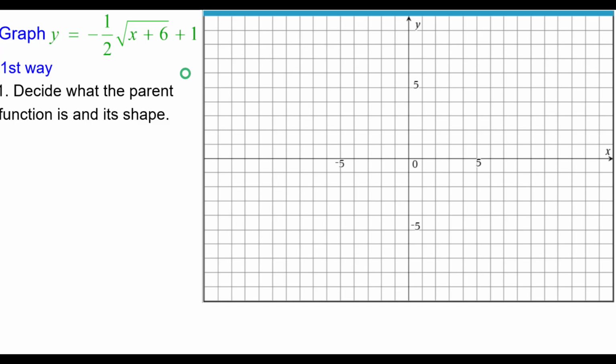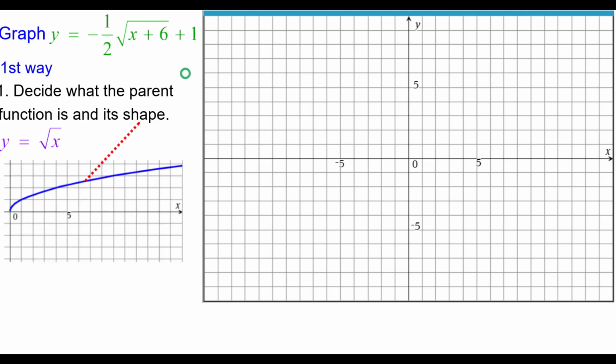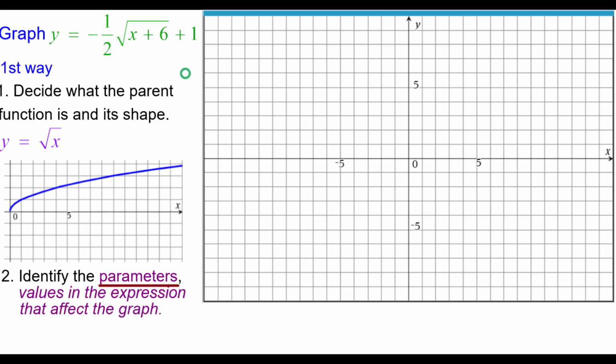First, we need to decide what the parent function is and its shape. So this is the square root of x, or radical x, and this is its shape, half of a parabola going sideways. Keep that in mind as we're graphing that. Identify the parameters, and those are the values in the expression that affect the graph. And there are 3 different parameters in this equation.